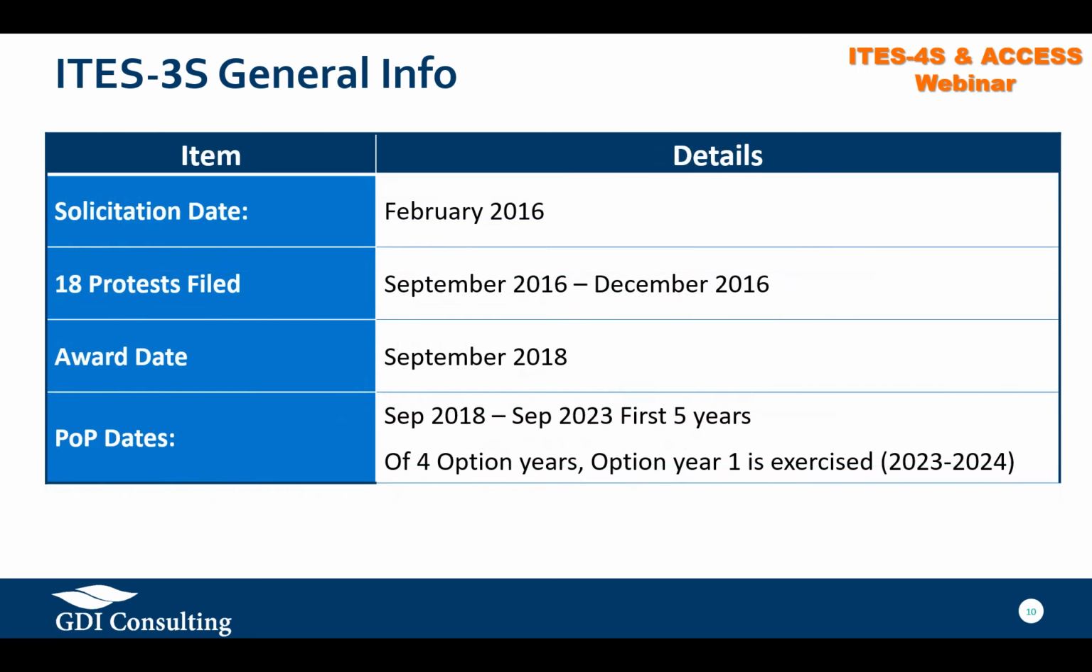And then timing. So the solicitation was issued in February 2016. There were about 18 protests, if I'm not mistaken, between September and December 2016. So eventually the award was given in September 2018. So the contract started in September 2018. The first 5-year base ended in September 2023. And they have exercised, as I mentioned, the first option year, which is 2023-2024.